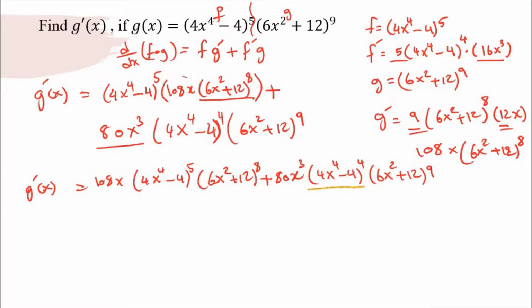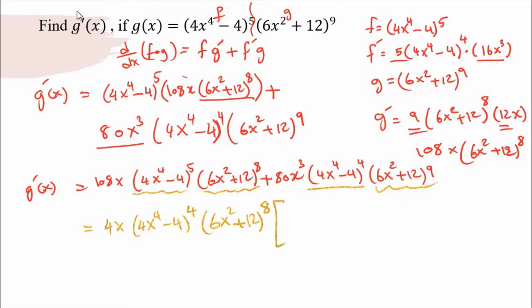Now I can bring (4x to the fourth power minus 4) to the fourth power out as a common factor because I have one here, and I can bring (6x squared plus 12) to the eighth power outside because I have another one like that. I can also bring x out, or 4x out. So if I do that, I will have 4x out, and then I will bring (4x to the fourth minus 4) to the fourth times (6x squared plus 12) to the eighth power, and then the remaining is 27x, and then we have (4x to the fourth minus 4) remaining from the first expression, and then from the second expression we will have 20x squared remaining, and we will have (6x squared plus 12).